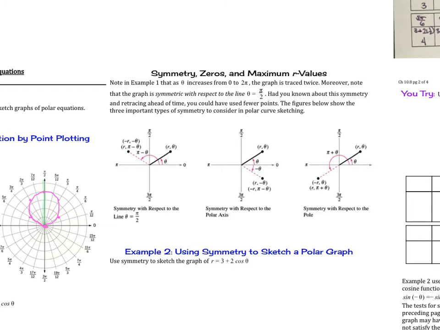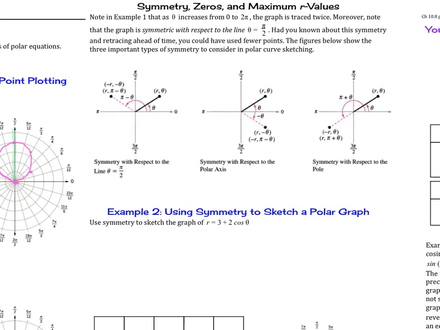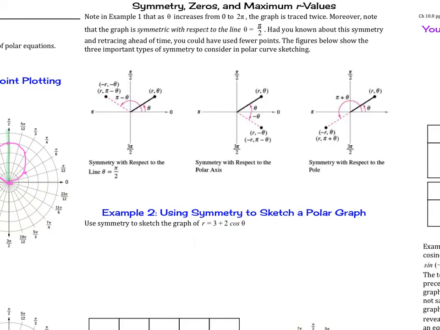Had you known about symmetry and retracing ahead of time, you could have used fewer points. So the figure below shows the 3 important types of symmetry to consider in polar curve sketching. We notice that we could do some tests in order to figure out whether something is symmetric over the line theta equals pi over 2, or symmetric with respect to the polar axis, or symmetric with respect to the pole. So notice that it goes on the other side. Notice this type of symmetry.